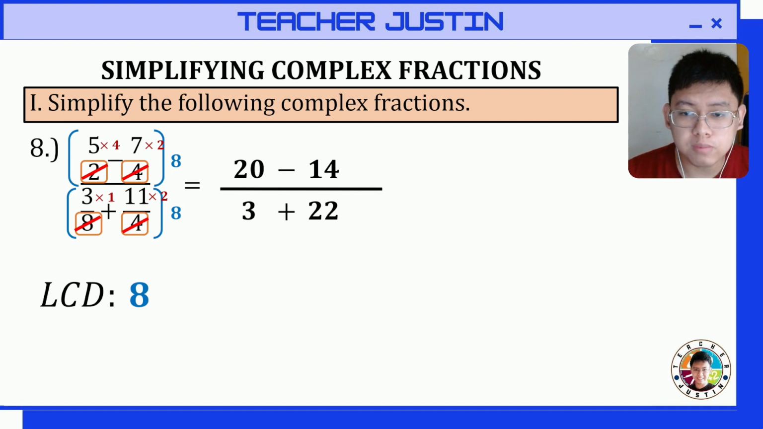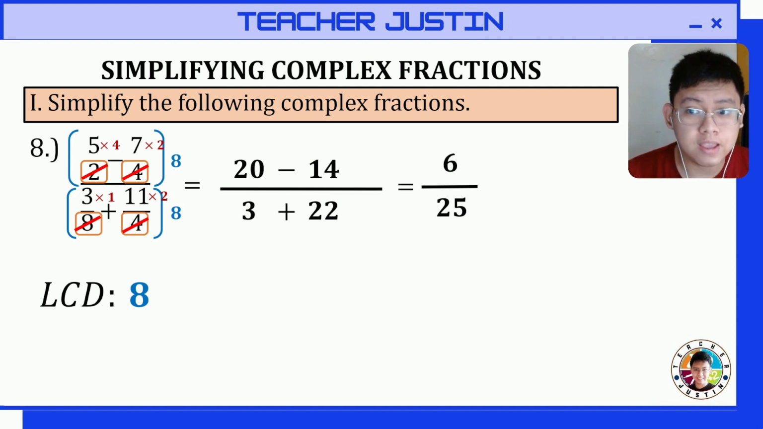Now, let's perform the indicated operation sa numerator and denominator. So, we will have 20 minus 14. That is 6. So, sa denominator naman, we have 3 plus 22. That will be 25. So, our fraction will now be 6 over 25.